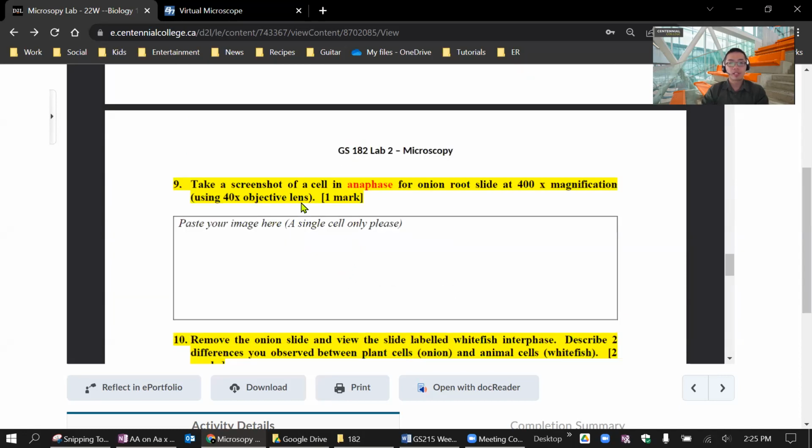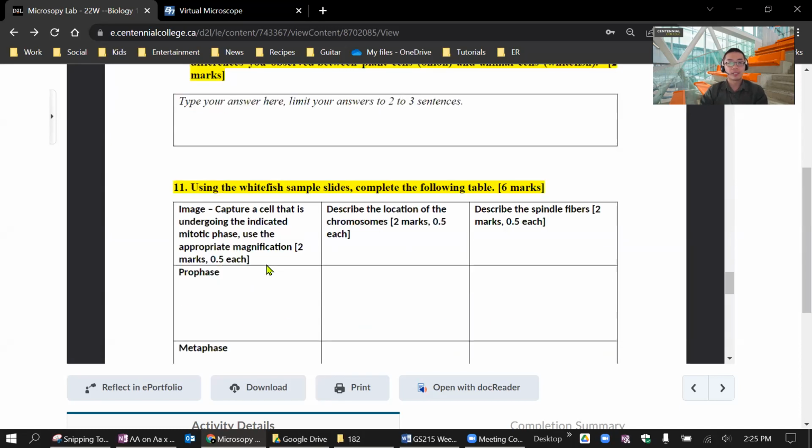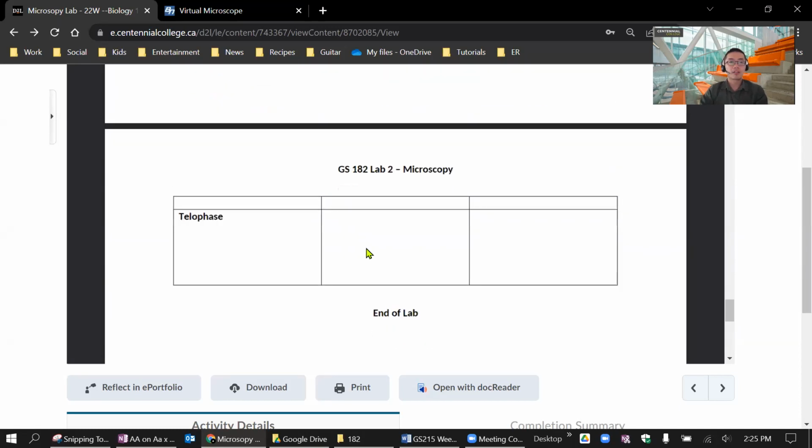These are very straightforward stuff. You have to find a picture of a cell in anaphase. So make sure you find that individual cell and just paste a single cell here, not a whole field of cells, and ask me to find it. Okay, you find the one that's in anaphase and you paste it here. And I think everything else is pretty self-explanatory.